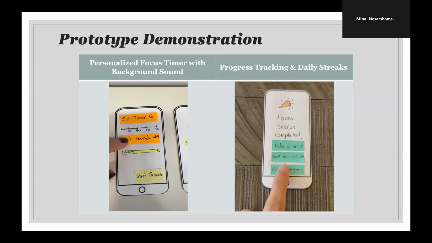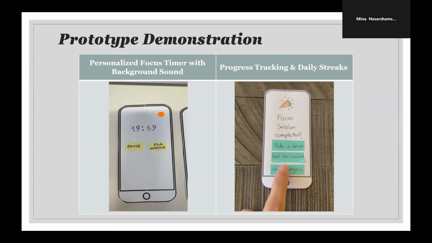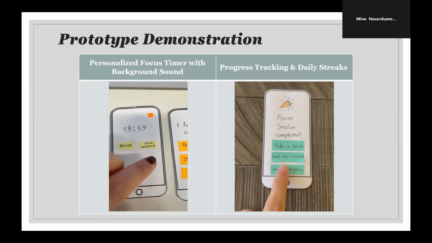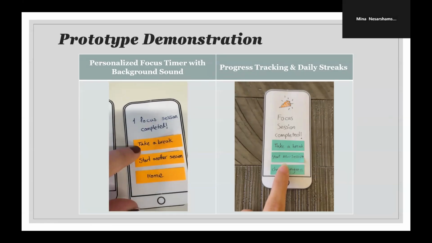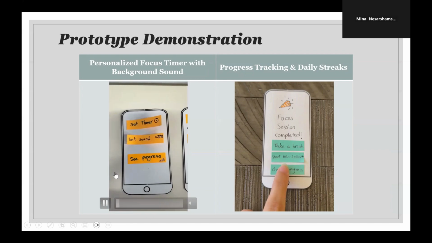During the countdown, a small glowing light appears in the top right corner to help users stay focused. At this stage, the user can pause or end the session. If they continue until the end, a simple screen appears with a sticker saying focus session completed and 3 action options.